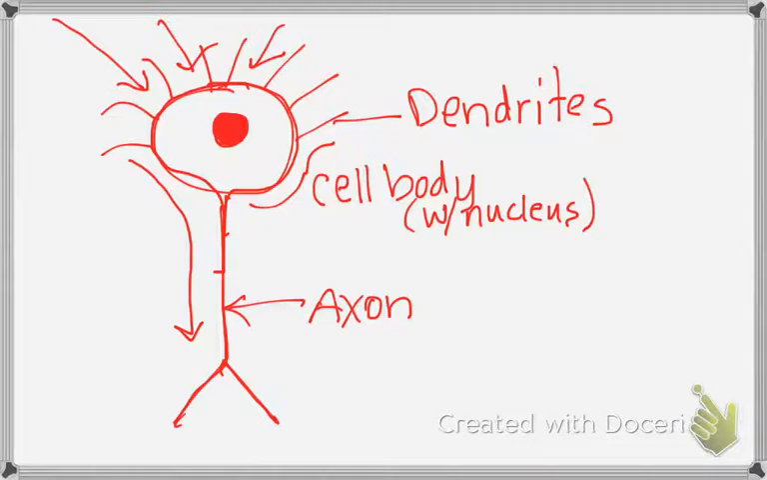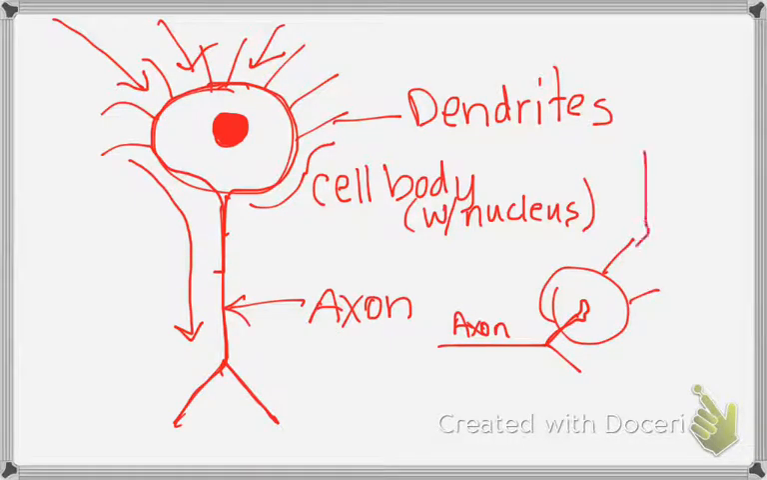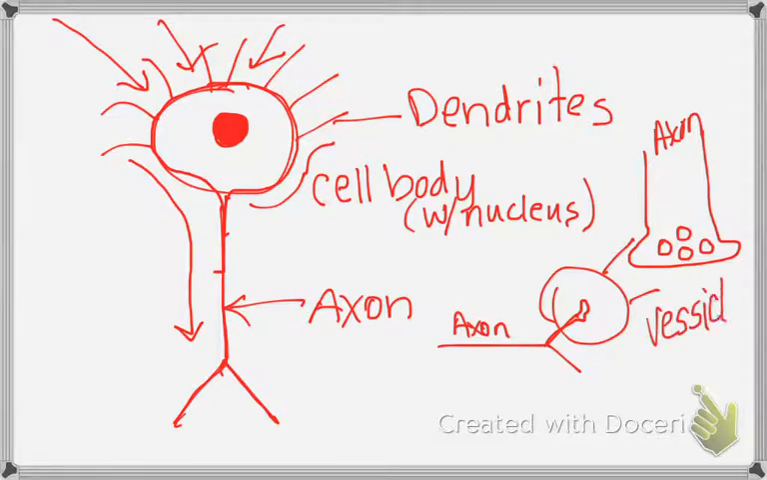So when you have an axon and it ends, there's another axon. At the ends, if I expand this out, what you actually see is the end of the axon. And inside are little vesicles. And inside of those vesicles are chemicals called neurotransmitters.